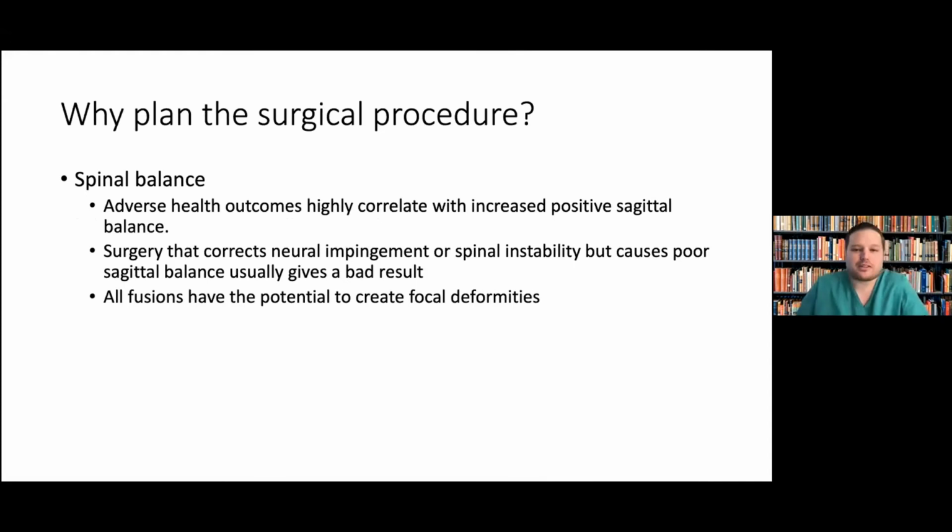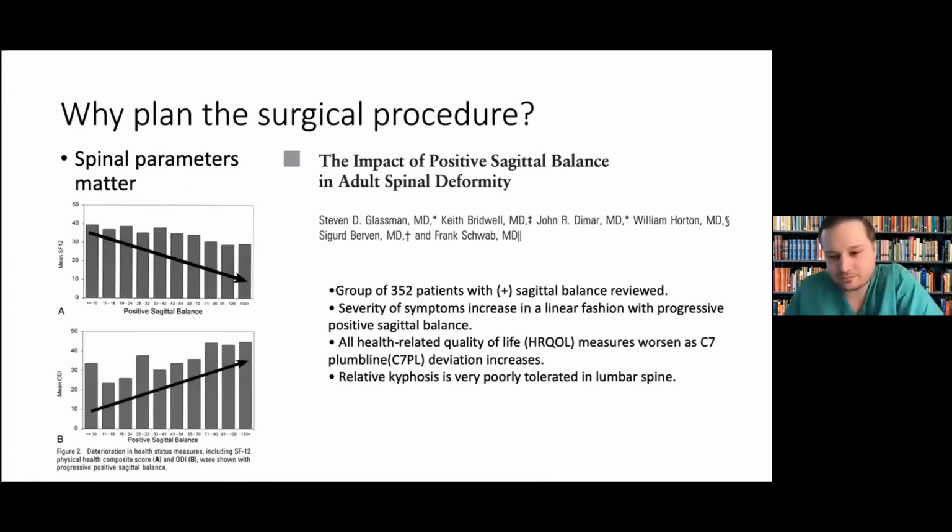So why plan the surgical procedure? Well, it's about spinal balance, right? Adverse health outcomes highly correlate with increased positive sagittal balance. Surgeries that correct neural impingement or spinal instability, but still cause sagittal imbalance, will usually give a bad result. And we know that all fusions have the potential to create focal deformities.